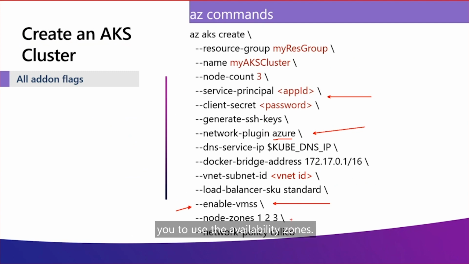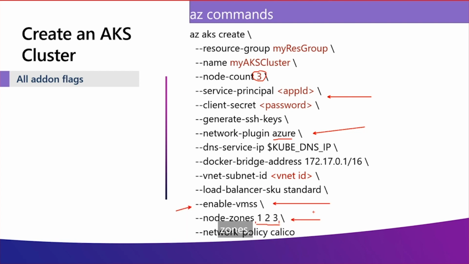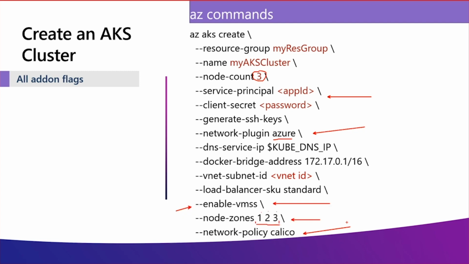And also these enable you to use the availability zones. And here you can specify in which zone you want your cluster to be. So in this case, we have 3 nodes here, and we are specifying the whole 3 zones, which means that by default, we will have 1 node in each zone. And last but not least, another thing that we need to do at cluster creation is to enable the network policy and to specify which network policy we are going to use. I'll talk about this more in detail later, but again, remember to do it at cluster creation. And since we use the availability zones, we also want to use the load balancer standard, which actually enables you to do this, because if you use the basic one, it's not zone aware, so you will not be able to use the availability zones.